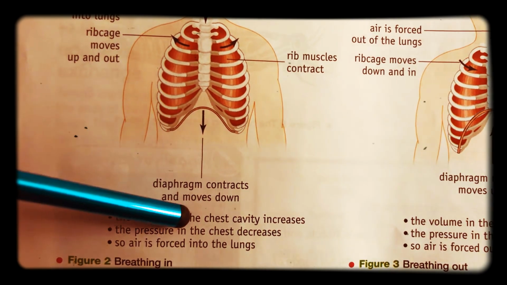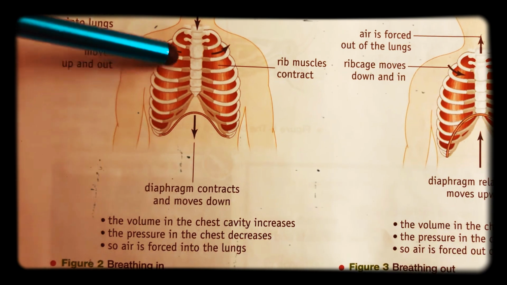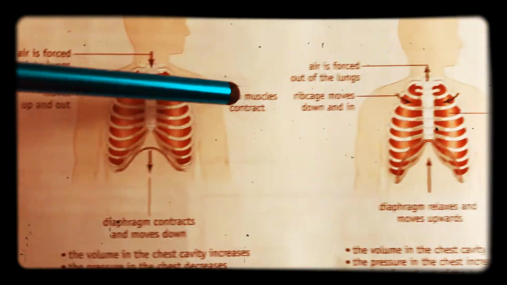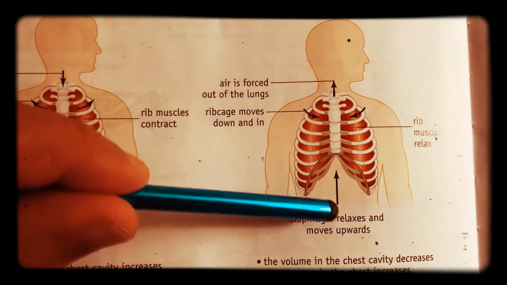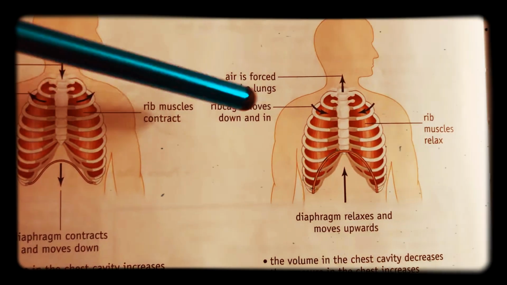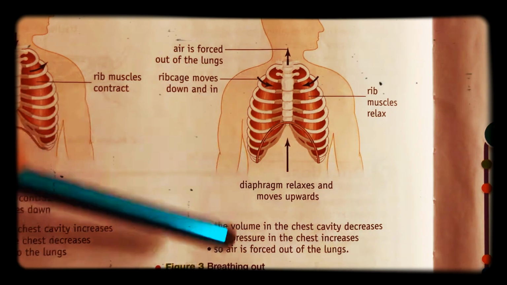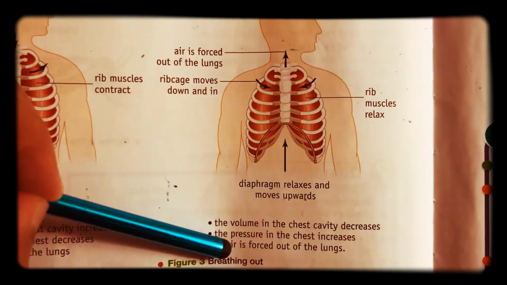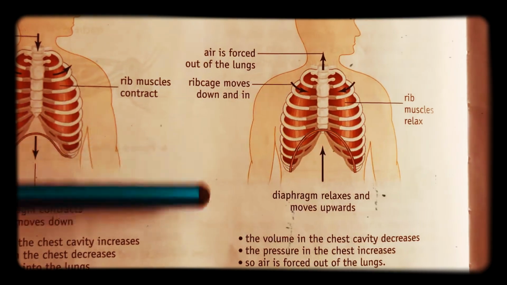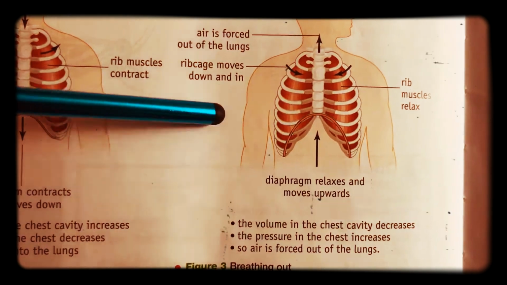The diaphragm contracts and moves down, which increases the volume in the chest cavity. The pressure in the chest decreases, so air is forced into the lungs, it just goes whoosh. And then to push that out, your diaphragm relaxes and moves upwards, and all that gas is forced out of the lungs. The rib cage moves down and in, you've got to know that: down and in for out. It moves up and out for in, down and in for out.